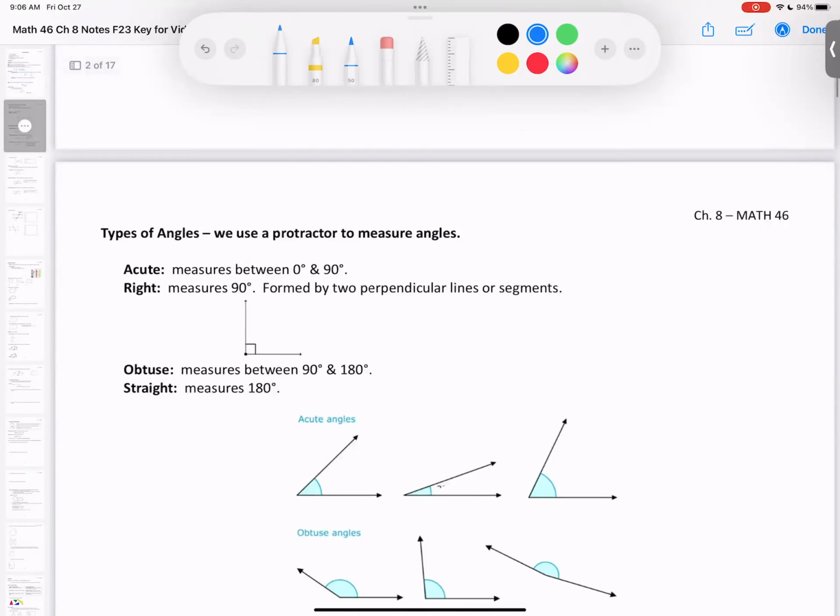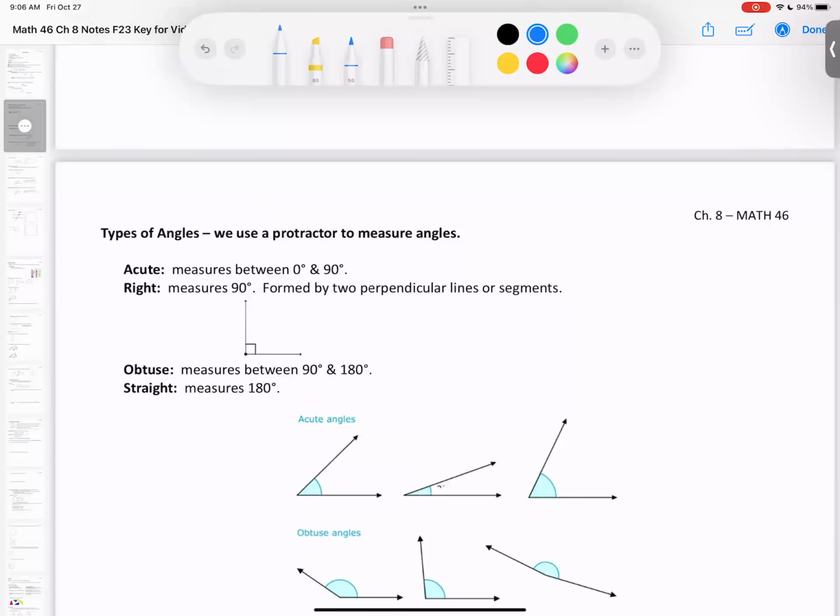Okay. Let's move on to talking more about angles. So when we're talking about angles, we often do use a protractor to measure angles. You will need a protractor for the section for your test. We do have a few available at the school if you need to borrow one, or if you have one, it'd be great if you could bring it into class.